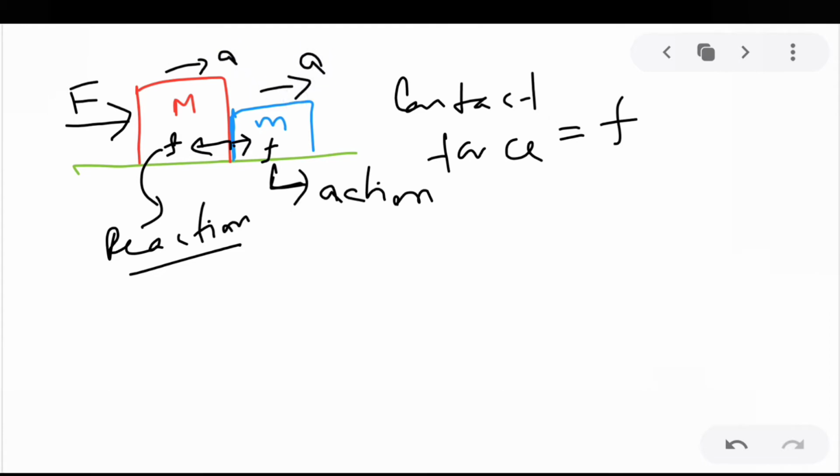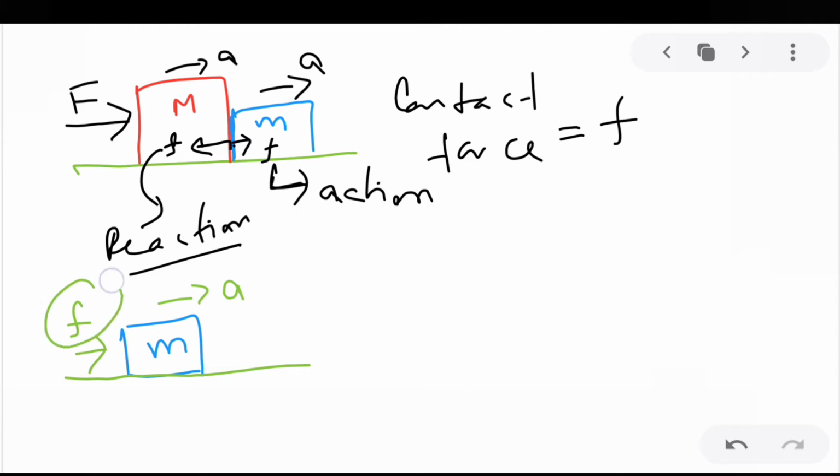For the smaller block, I can redraw this as, suppose this is mass m, placed on a horizontal surface. It is acted upon by the force small f, and it is moving with acceleration a. So this force is causing acceleration a on mass small m. From Newton's second law, I can write f is equal to m times a.